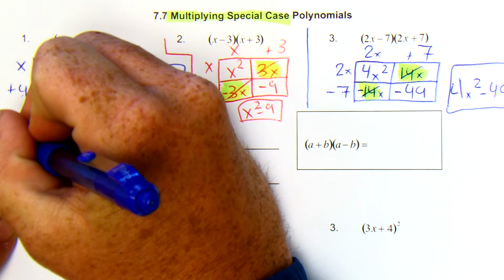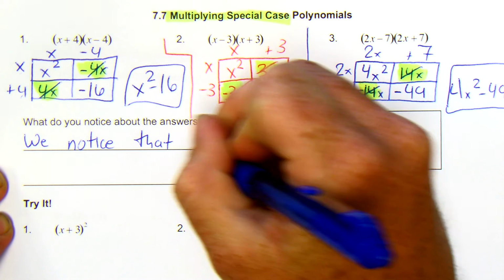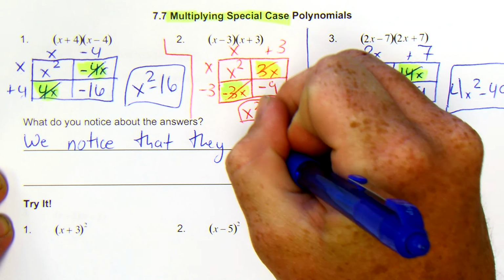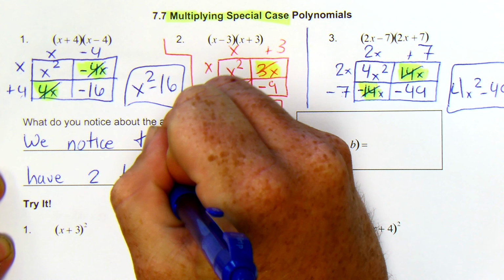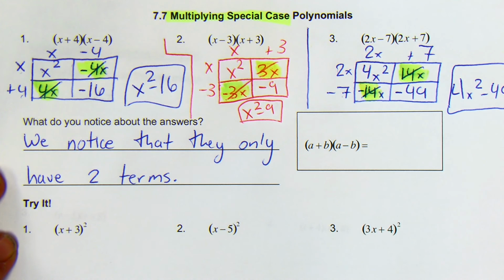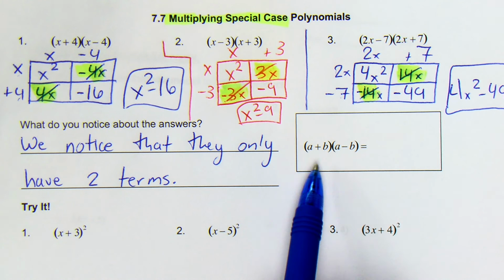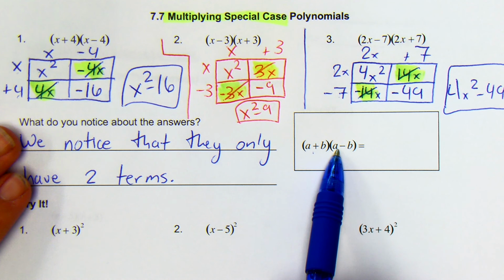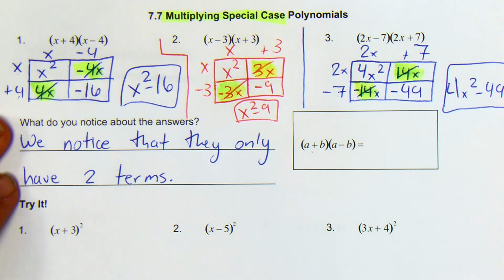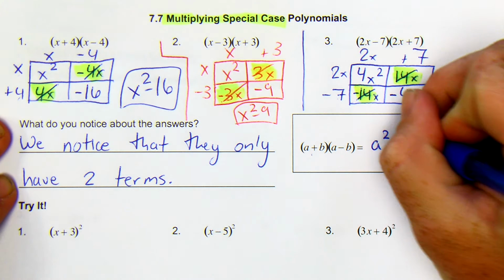We notice that they only have two terms, right? We notice that they only have two terms. So my rule now that I can make for these is a plus b times a minus b. So a plus b times a minus b would give me a squared minus b squared.